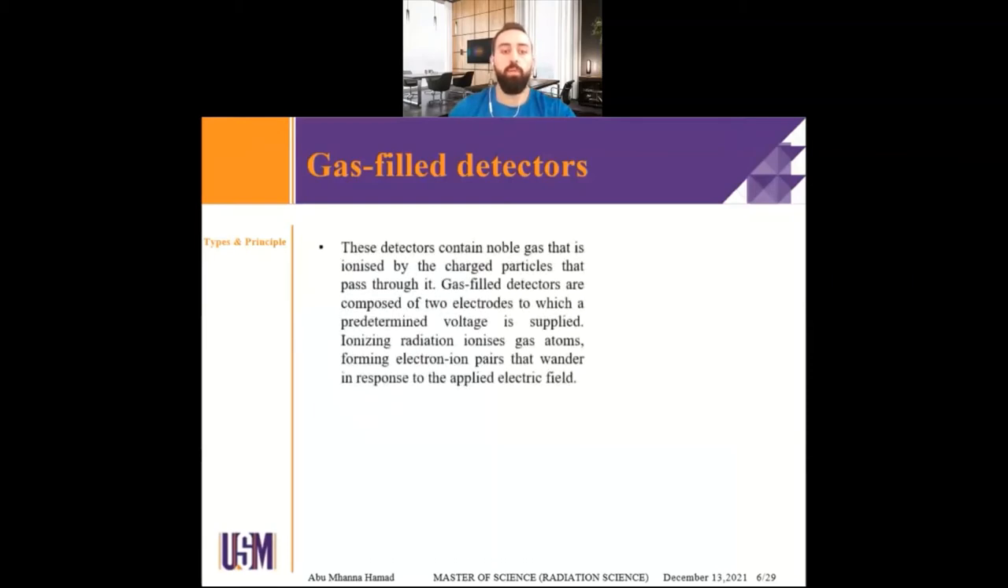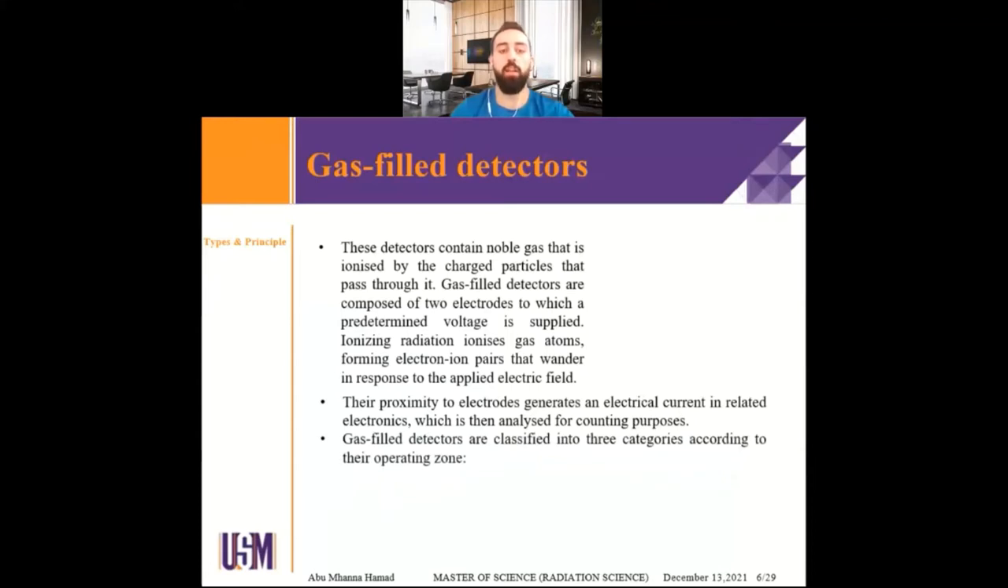The detector contains a noble gas that is ionized by the charged particle that passes through it. Gas filled detectors are composed of two electrodes to which a predetermined voltage is supplied. Ionizing radiation ionizes gas atoms, forming electron-ion pairs that wander in response to the applied electrical field. Their proximity to the electrode generates an electrical current in the related electronics, which is analyzed for counting purposes.